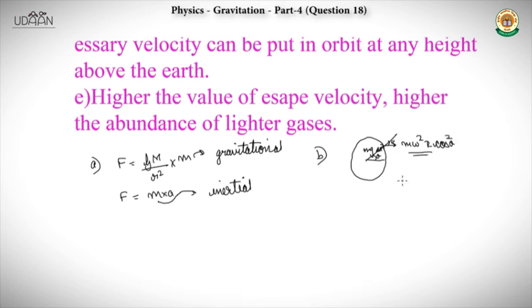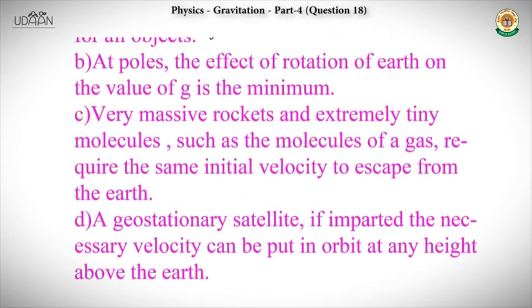So therefore, as the angle reduces, cos theta's value increases, and as theta becomes 90 degrees, it becomes minimum, that is 0 only. So therefore, option B, that at poles the effect of rotation of Earth on the value of g is minimum, is correct, because at poles the angle would be 90 degrees and cos theta would come out to be 0. So therefore, its value would be negligible.